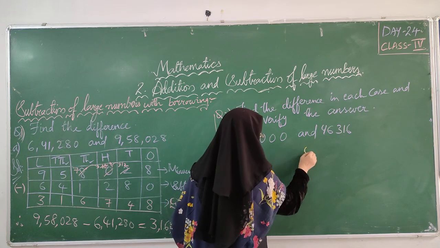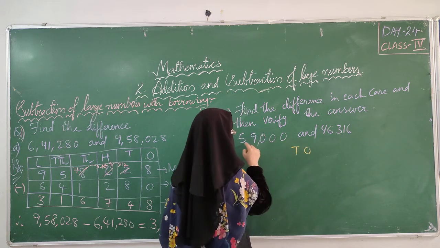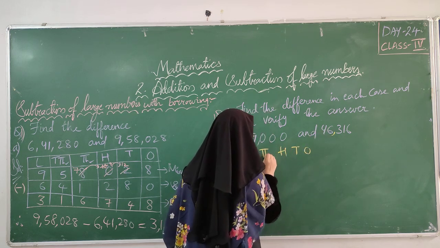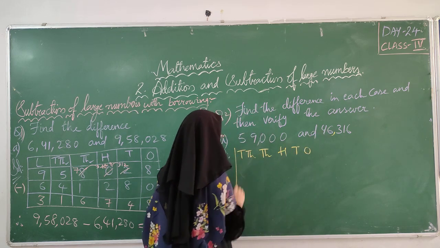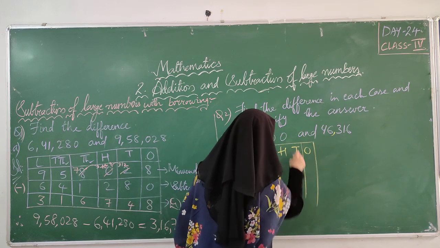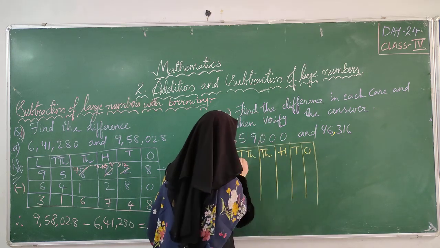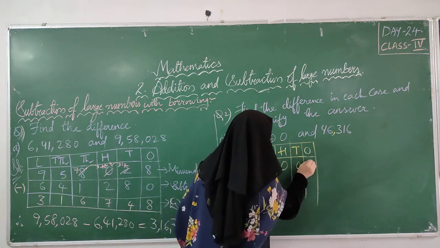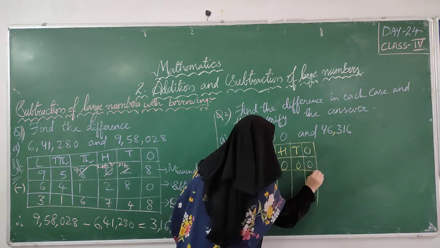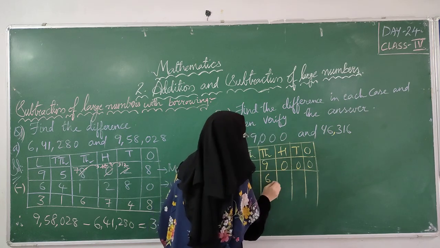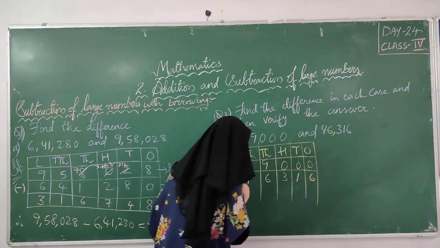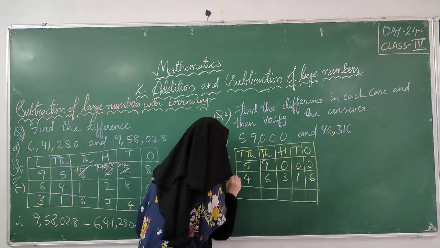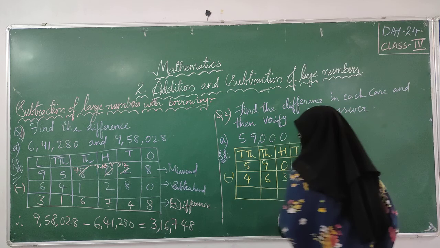First, what I have to do? I am putting place values. Check it. 1, 10, 100, 1000, 10,000. Making one table. Put the numbers. 59,000. Next one is 46,316. First of all, we have to do subtraction. Then we have to verify if we got the correct answer or not.